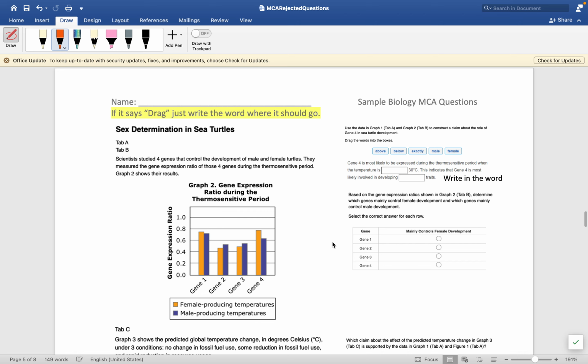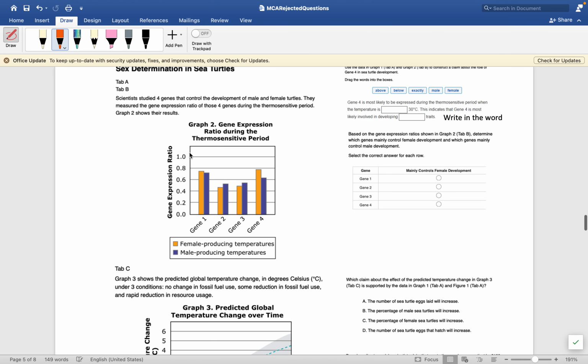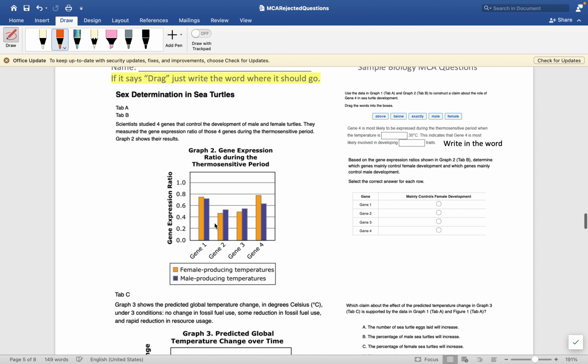Okay, tab B on the sex determination of sea turtles. Scientists studied 4 genes that control the development of male and female turtles. They measured the gene expression ratio of these 4 genes during the thermosensitive period. Graph 2 shows their results. So, gene expression ratio during the thermosensitive period. We have gene 1, gene 2, male, gene 3, male, gene 4, back to female. So genes 1 and 4 were higher in females or female producing temperatures, and genes 2 and 3, male.